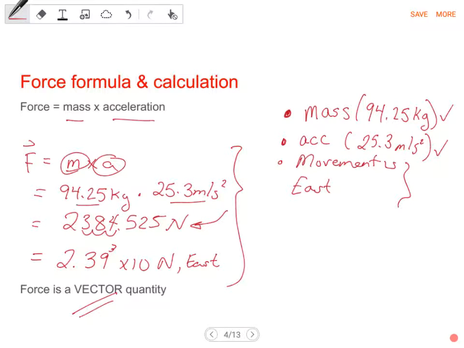Now, based on the values you were given, we're allowed to have 3 sig digs. And as we covered a long time ago in the course, you're going to have to use scientific notation in this case to change from this value into this value. Now your final answer for this force is 2.39, oh, I put that 3 in the wrong place, 2.39 times 10 to the 3 newtons in the east direction. This is a very simple, straightforward way of calculating force in the proper way, using a formula, using units, and using significant digits.